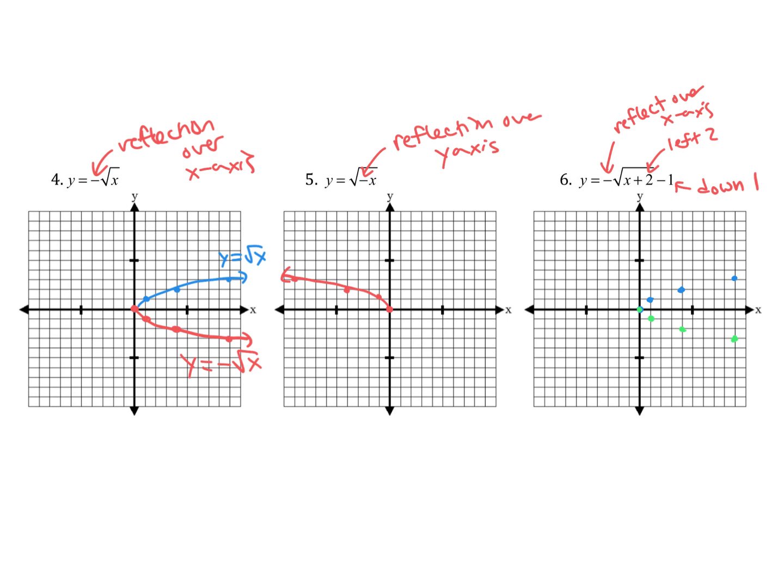So if I take the point which starts at (0, 0), and I go left 2, down 1, that point lands here. My next point, left 2, down 1, would be here, and I can go point by point and move each one left 2, down 1, and I would get this graph.